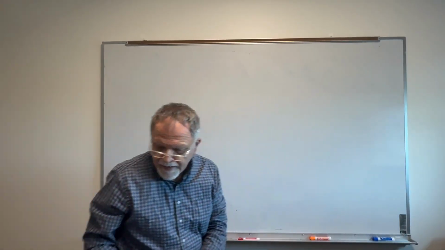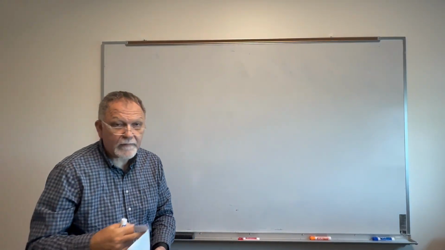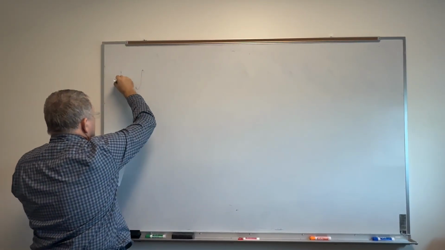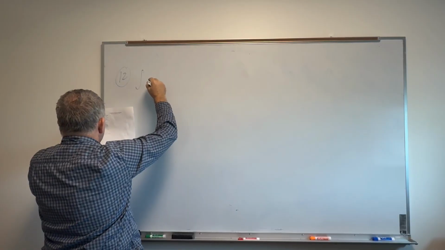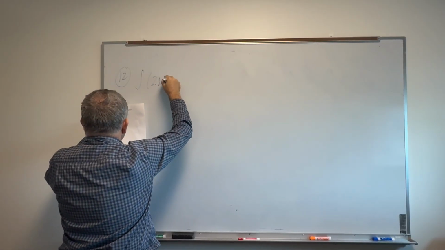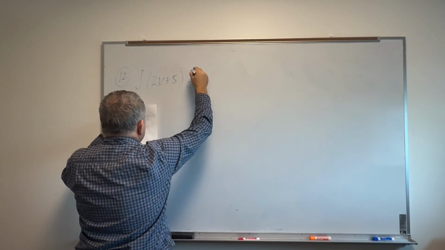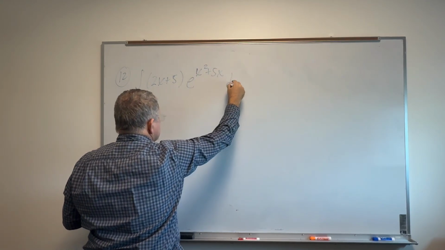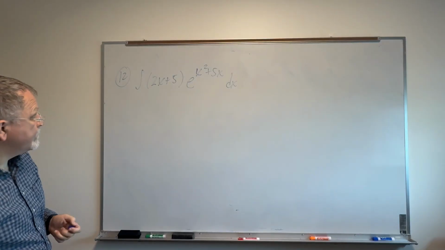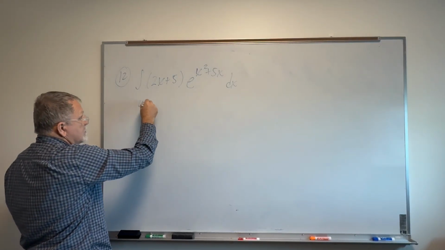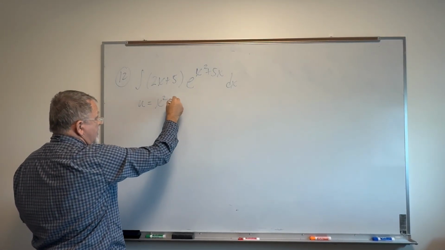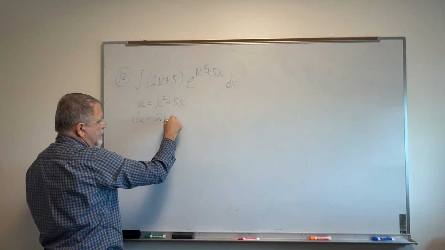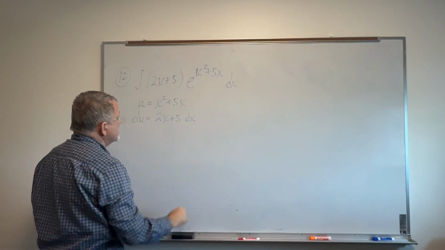And the final problem for the day is problem number 12. And it's like this. The integral of 2x plus 5 e to the x squared plus 5x dx. So I've got u is equal to x squared plus 5x. Du is equal to 2x plus 5 dx.